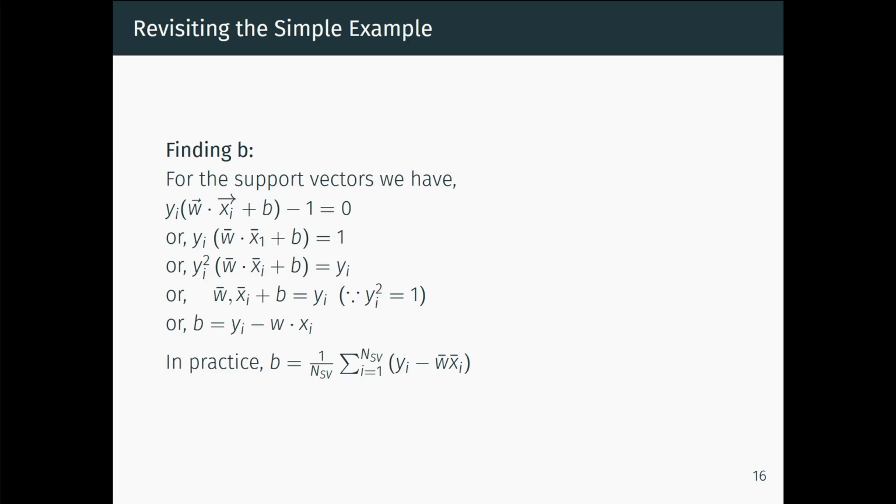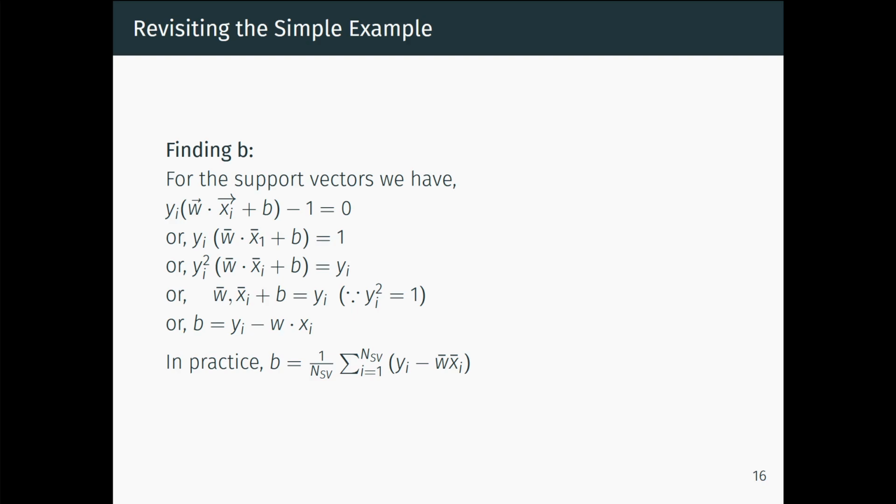So for finding b, you could have just trivially looked at any example, right? Let's pick up any support vector, because for the support vector we know that yi times (wx plus b) minus 1 equals 0, or yi times (wx plus b) equals 1. We can also multiply both sides by yi, since we already know that yi squared equals 1, because yi is either -1 or 1. So then you can write wx plus b equal to yi, or b equal to yi minus w dot xi, right?